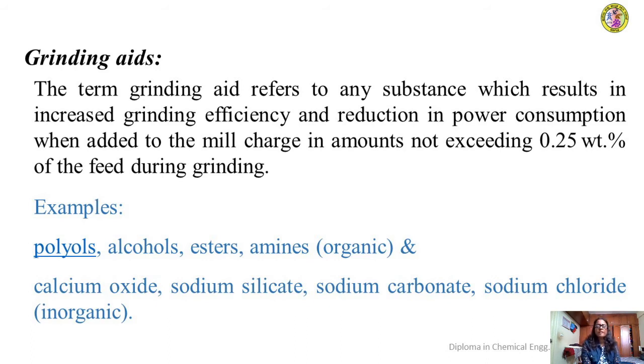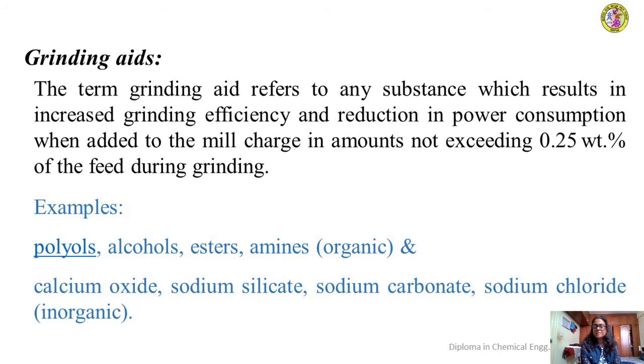Some organic materials like polyols, alcohols, esters, amines, and some of the inorganic compounds like calcium chloride, sodium chloride, sodium silicate, sodium carbonate, etc., are used as grinding aids. They are usually added in a very small quantity of around 0.28% and below to the feed that enters the mill.